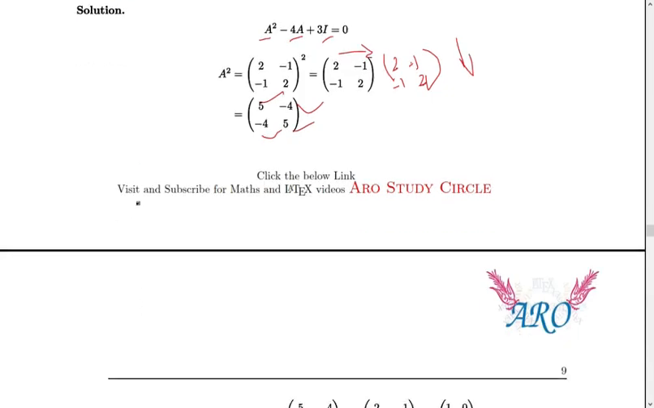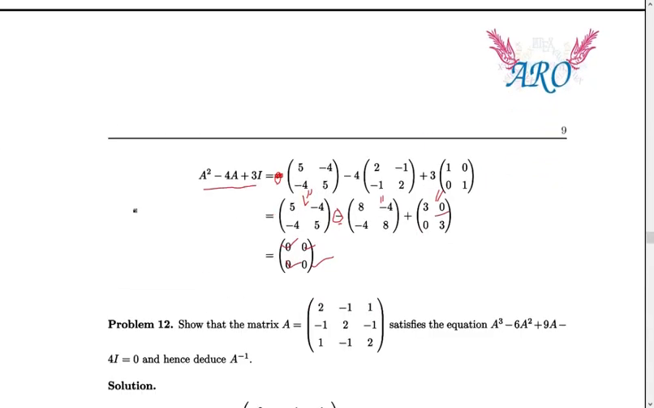Okay, so next problem number 12. The matrix A is a 3 by 3 matrix that satisfies the equation, this is also equal to 0, and hence deduce A inverse. We are going to find the value of A inverse. So what do you know about A inverse? What about that formula? A inverse equal to 1 by mod A into adjoint of A.